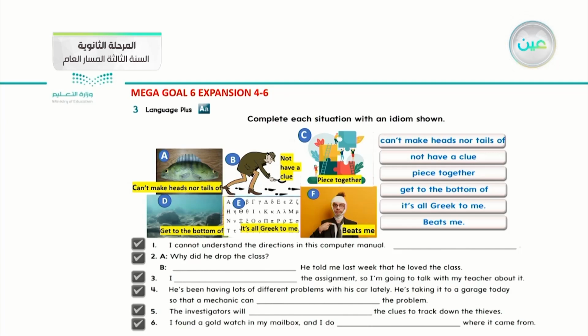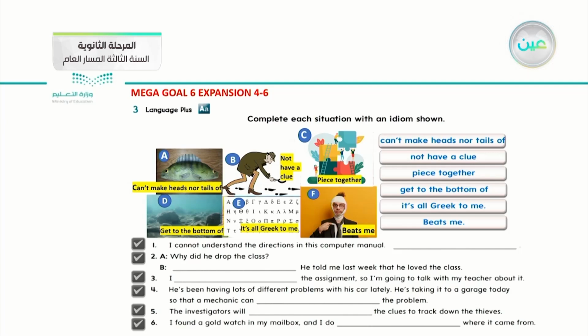Number 1, look at that one. What can you see here? What do you think is strange in that picture? What do you think is the mystery with it? From my opinion, I think that there is a fish with 2 heads, and we can find animals with 2 tails, and so on. That's what we're calling it: can't make heads nor tails of. This is about letter A. Let's go for the second one.